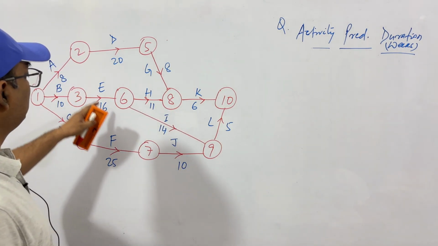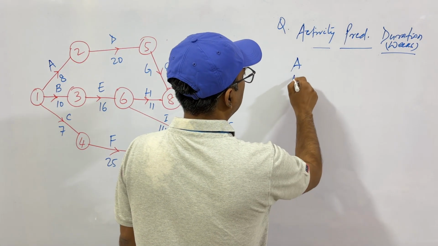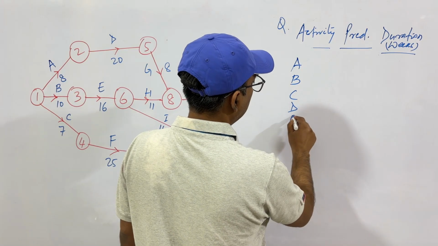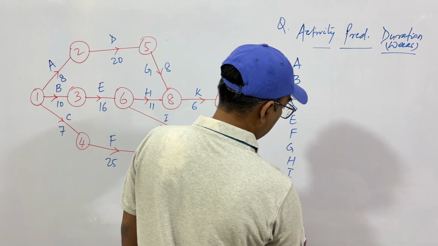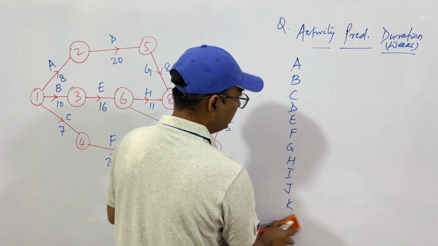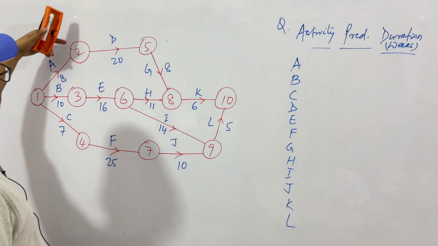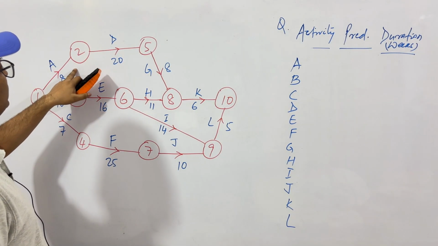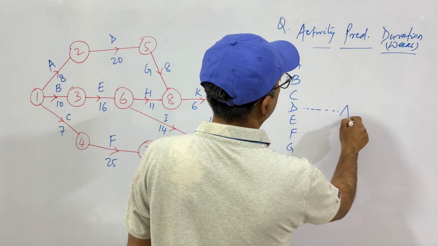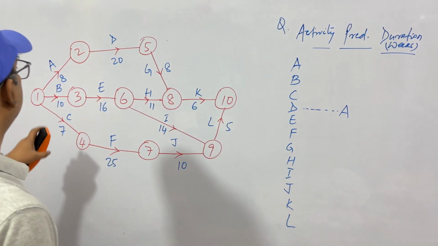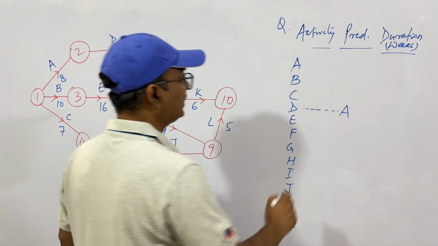You see A, B, C, D, E, F, G, H, I, J, K, L. We have activities up to L. So let's write A, B, C, D, E, F, G, H, I, J, K, L. We have written the activities. See, after A has completed, then only we have D. So D requires A as predecessor. Okay. Then see B. After B, E starts. So E requires B as predecessor.